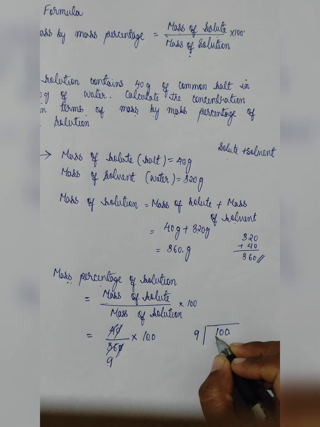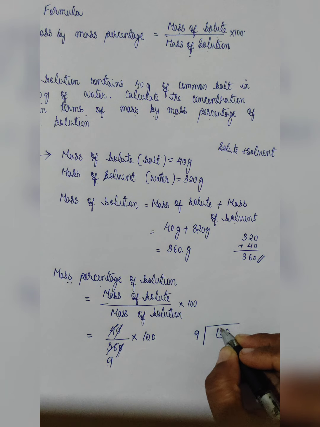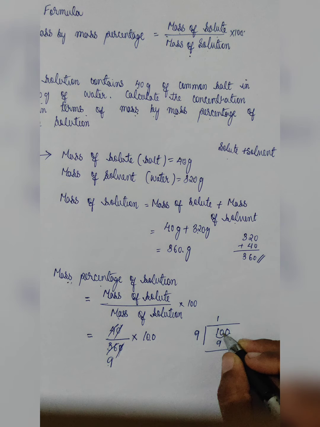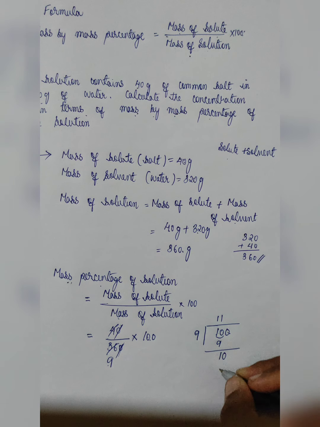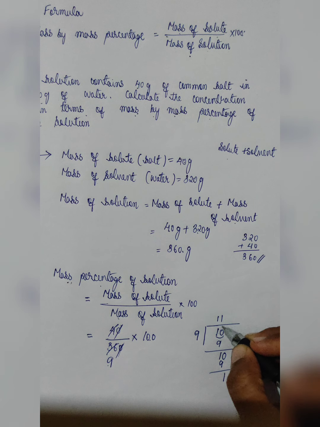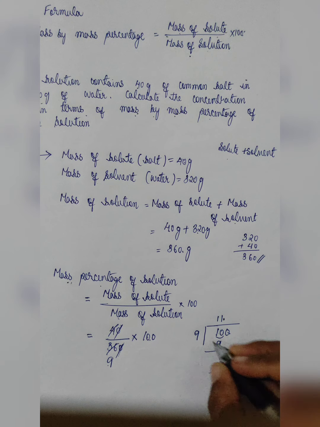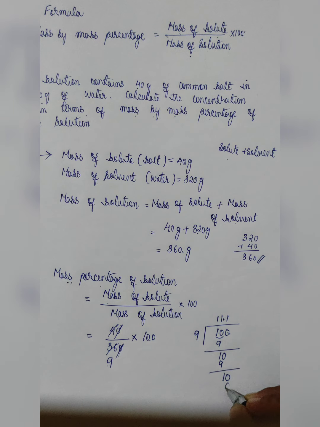So we will take up first the two digits. 9 ones are 9, 9 twos are 18, 2 is greater, so 9 ones are 9. 10 minus 9 is 1. Again 0 comes down, 9 ones are 9. Once again you get 1. So in order to make it divisible, we will put a point here. As soon as we put a point here, we get a 0. So again 9 ones are 9. So it will continue, so we can stop it here.